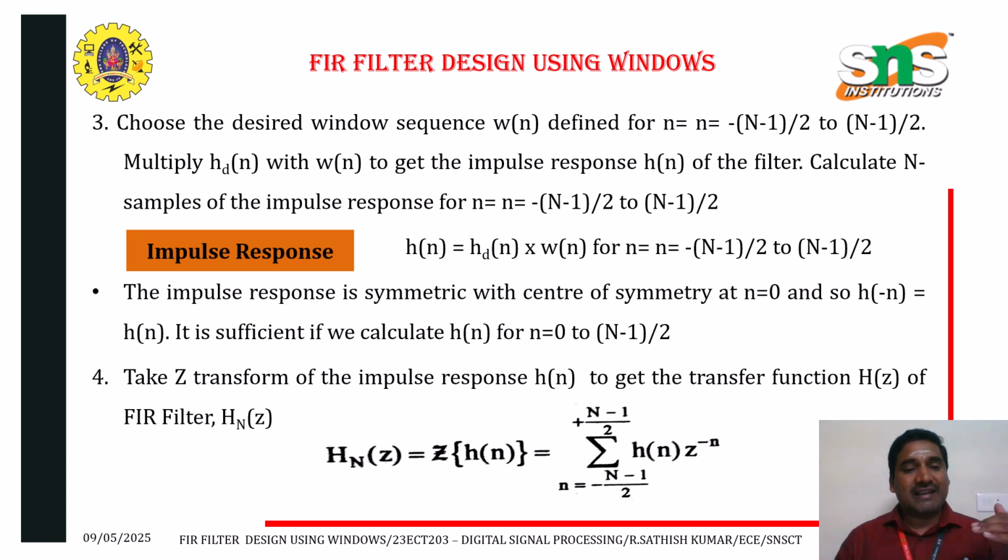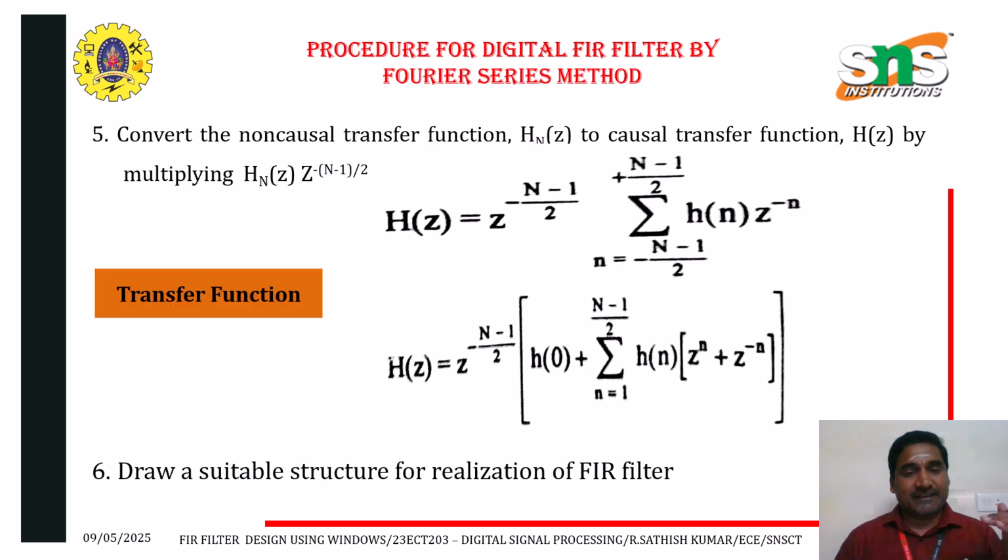And then the next step is to take the Z transform of the impulse response h of n to get the transfer function of the FIR filter. Here, h of z is equal to summation n is equal to minus n minus 1 by 2 to plus n minus 1 by 2 h of n into z power minus n.